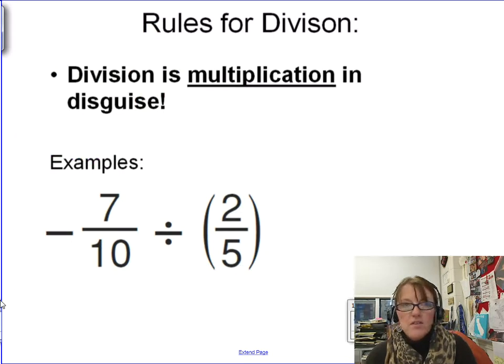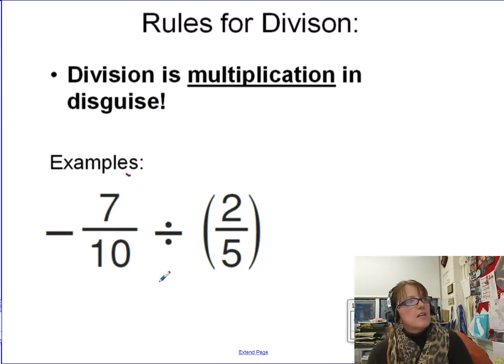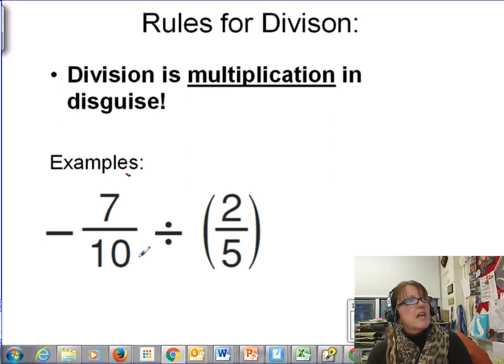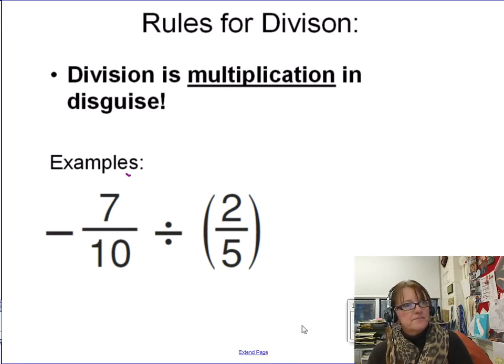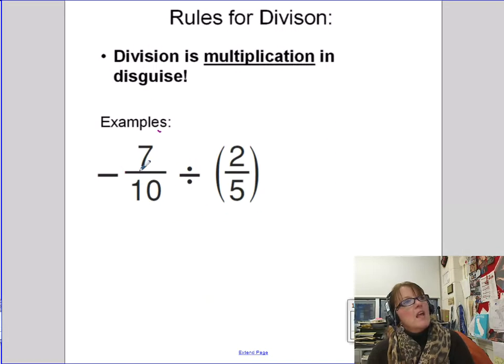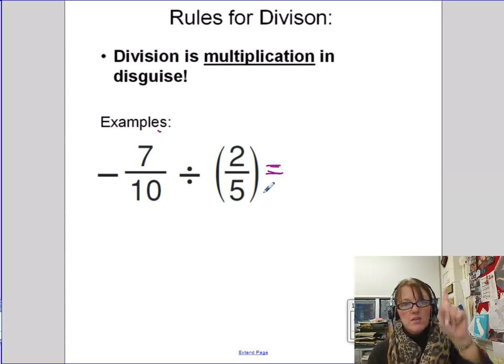Okay. Look at the next one. Now, of course, that was kind of review. Now, of course, I got to make it a little trickier for you. Here we go. This time you have negative 7/10 divided by 2/5. So here's what I'm going to do first. What's the sign of my answer? Negative times positive.